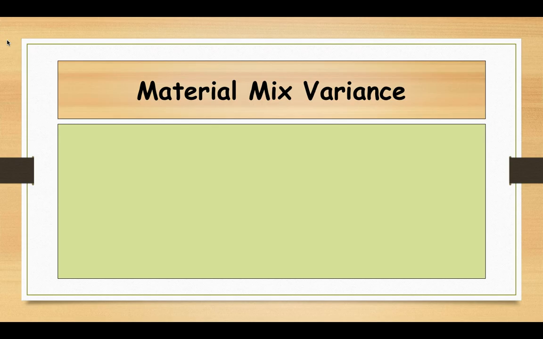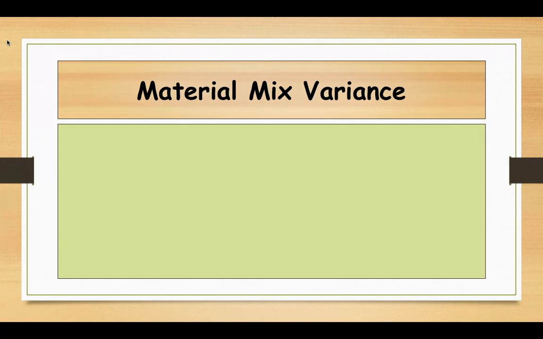Material mix variance. Material mix variance occurs when the actual mix or actual proportion of materials is different from the standard mix or standard proportion. If a company uses more proportion of cheap materials compared to the proportion of expensive materials, then there will be a favorable material mix variance. On the other hand, if they use more proportion of expensive materials compared to the proportion of cheaper materials, then there will be an adverse material mix variance.